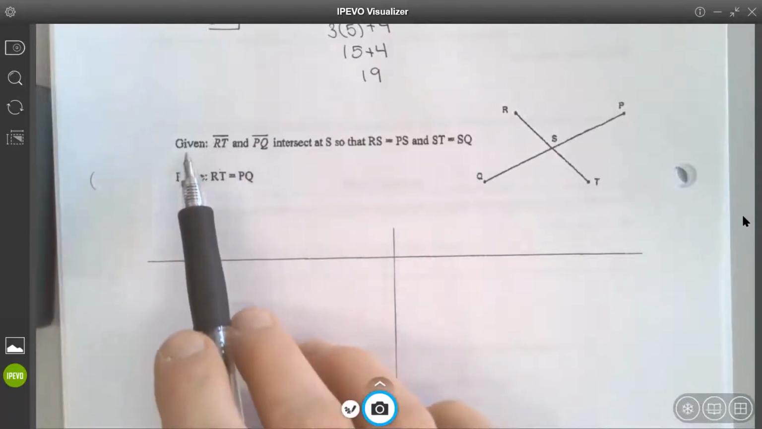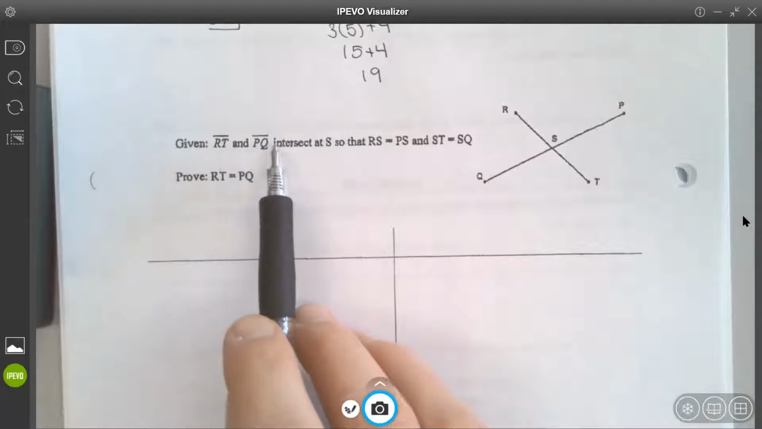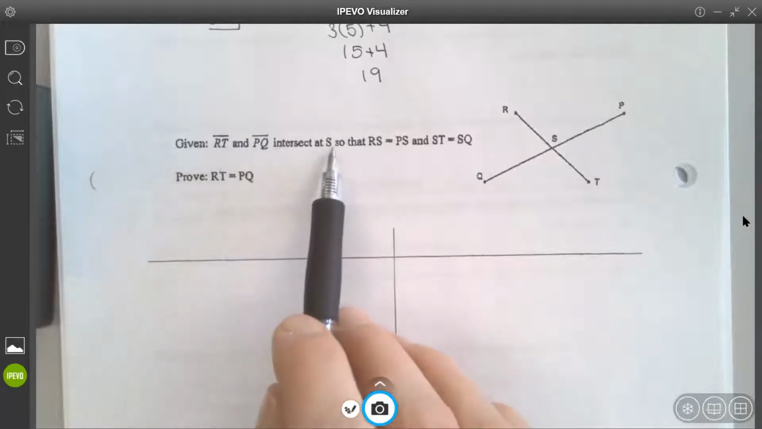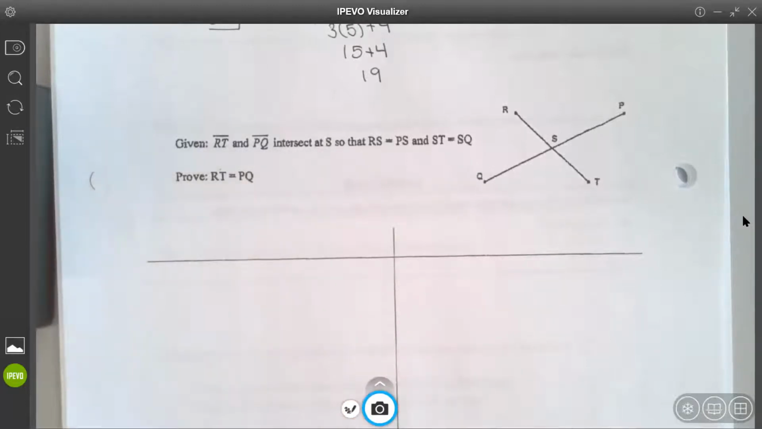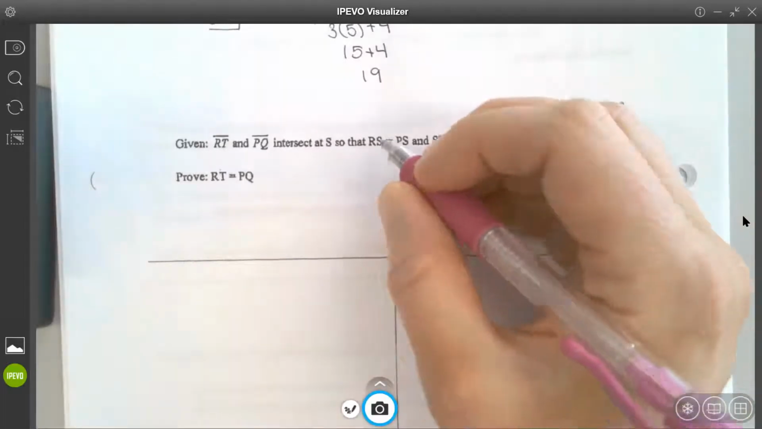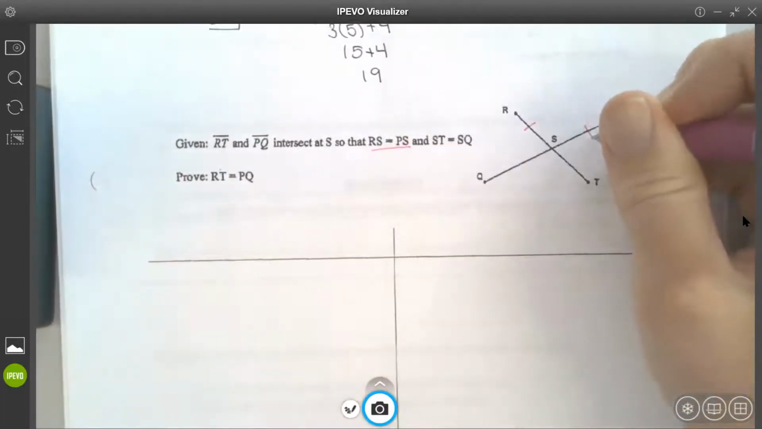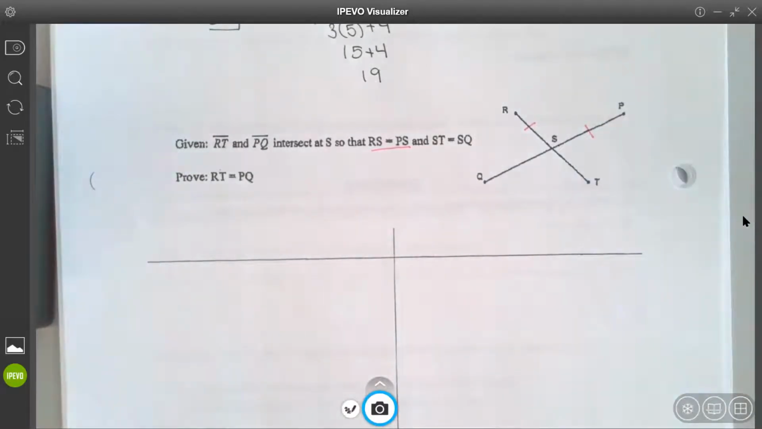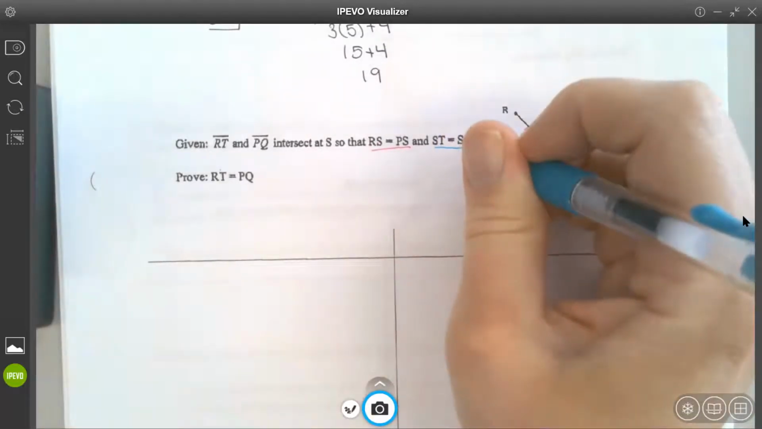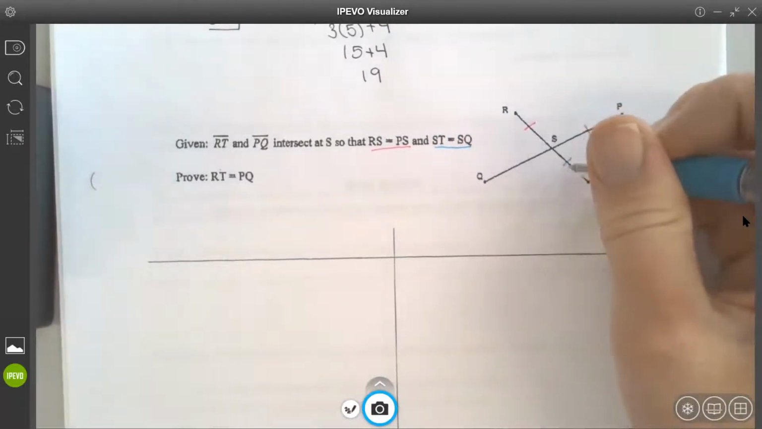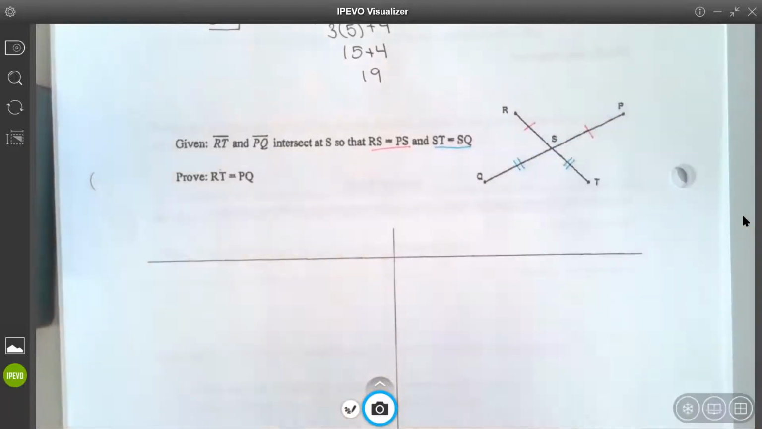So it gives me, I have segment RT and segment PQ intersect at S, such that, and I'm going to mark what it tells me here. RS is equal to PS. So the way I mark equal lengths is with tick marks, okay? And then ST is equal to SQ. So ST and SQ are the same length.